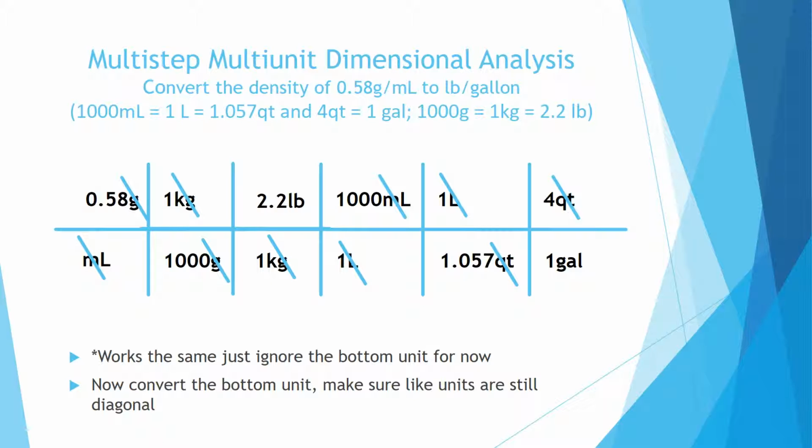Now I have to do the fancy mathematical part. Multiply all those numbers on the top. Multiply all of them. Get one number. Multiply all those numbers on the bottom. Get a number. Take those two numbers and divide them. And you should get 4.8 pounds per gallon.